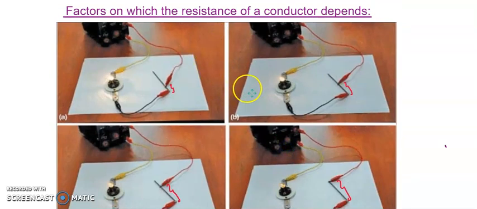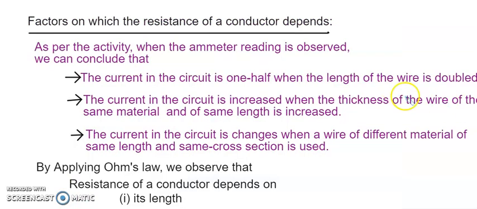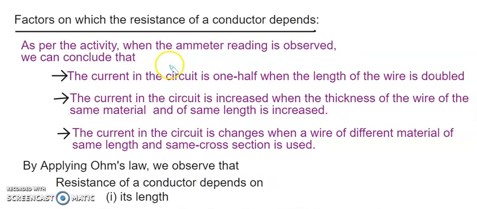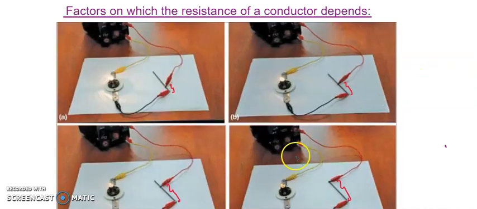The second factor is the thickness of the conductor, and we are going to talk about that. The factors on which the resistance of a conductor depends: as per the activity, the current in the circuit is 1/2 when the length of the wire is doubled. That is the last picture, this picture.